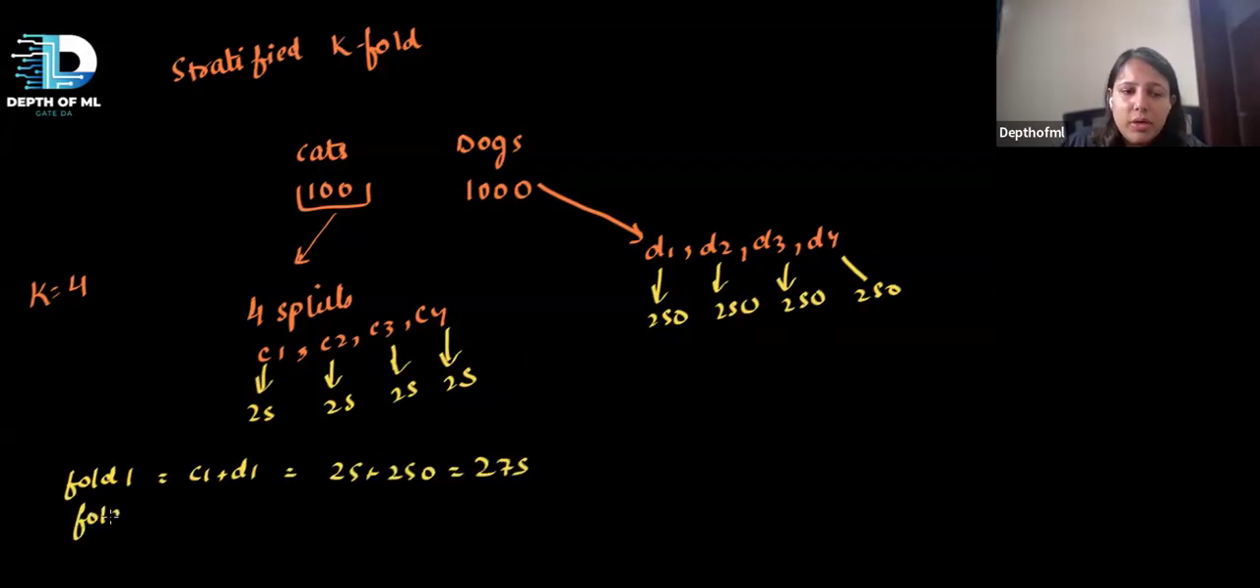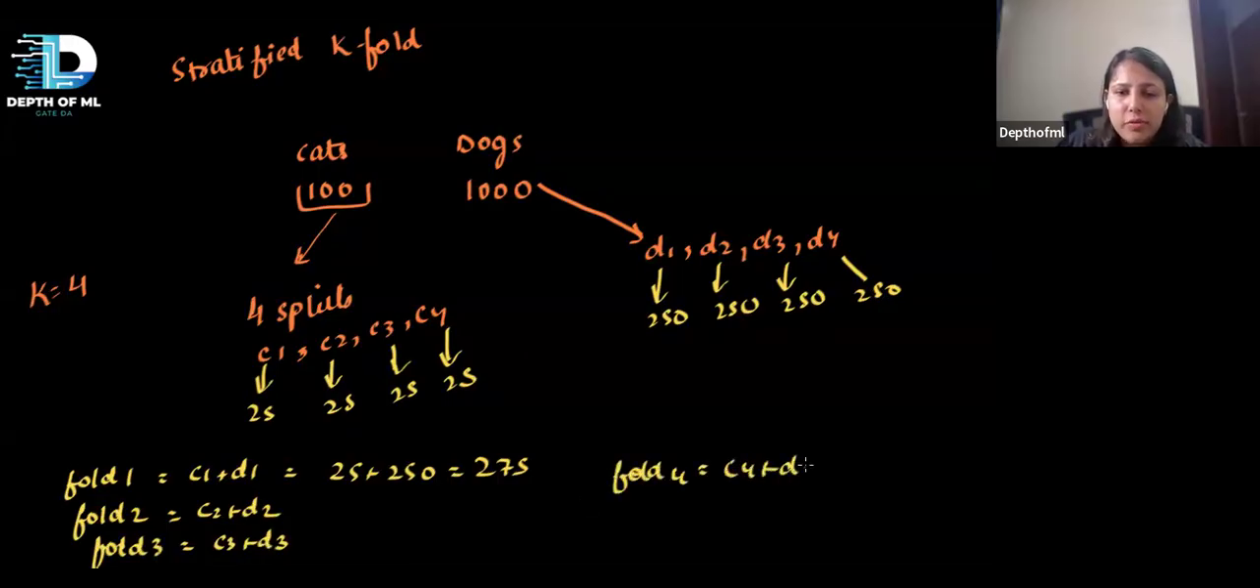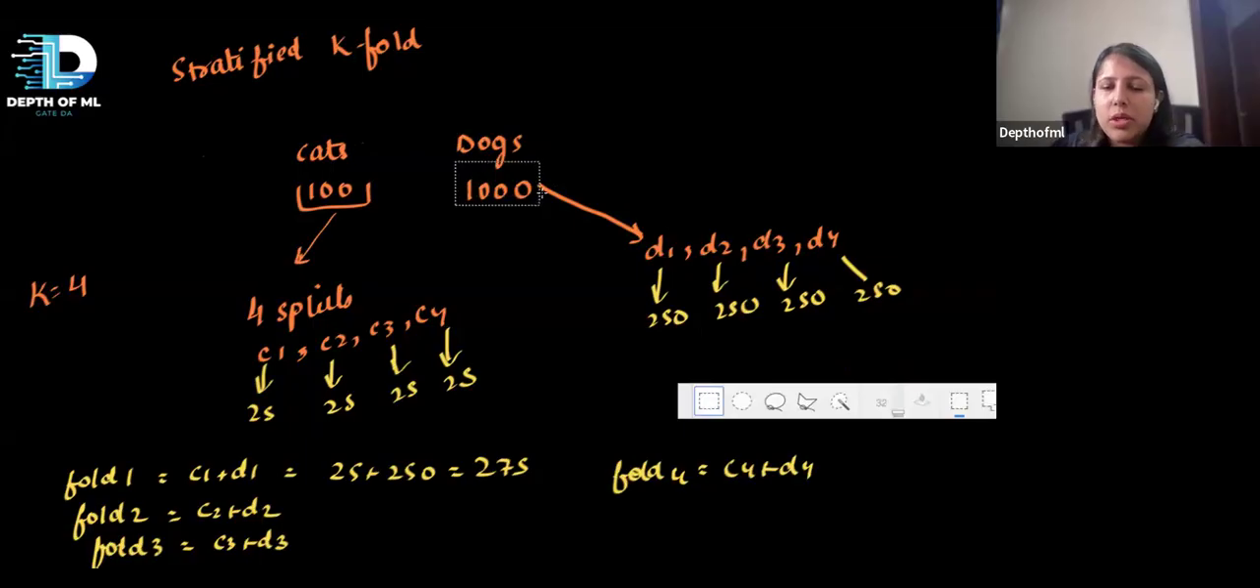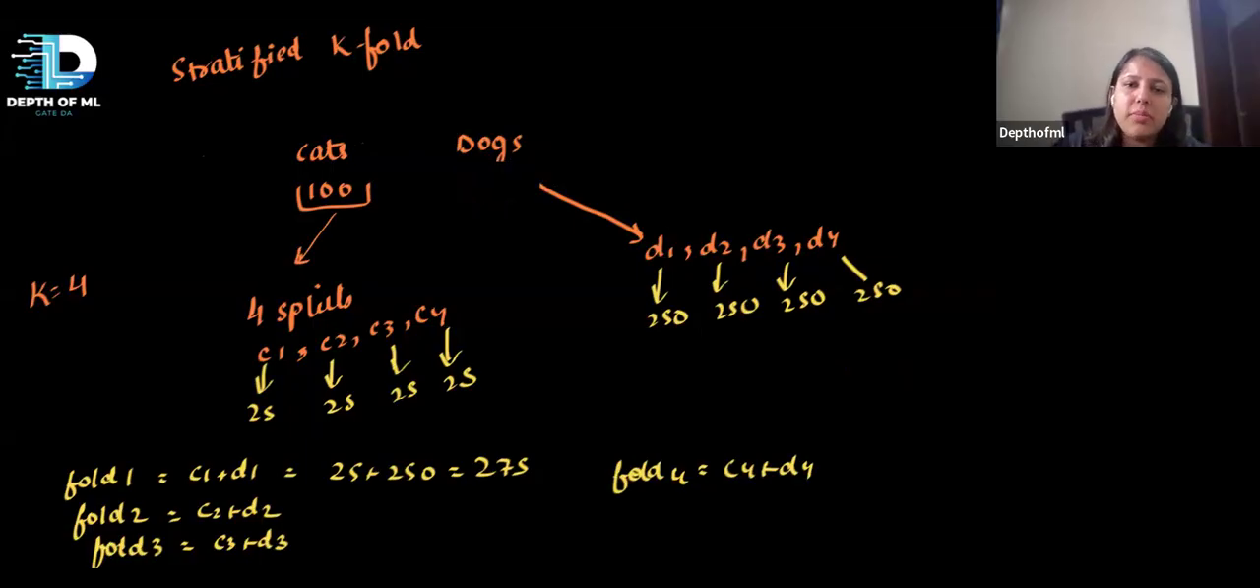Okay. Fold 2 will be C2 plus D2, fold 3 will be C3 plus D3, and fold 4 will be C4 plus D4, and all of them will have the same number of data points. Okay. Now suppose there were only 999 images. Let me just replicate this. Suppose you had only 999 dog images over here. Okay, how will you do this? This is just an extreme case.